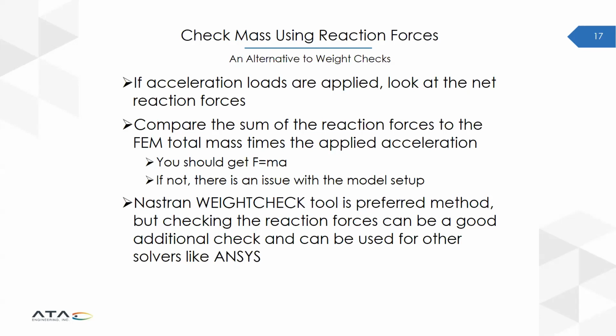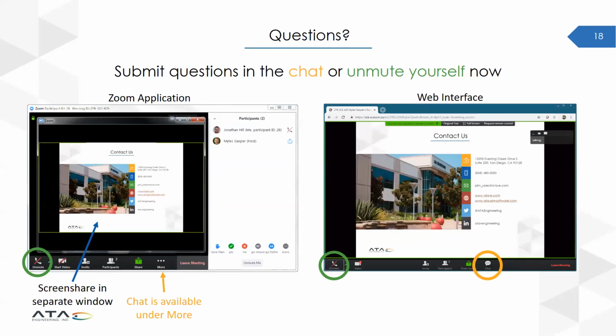And the Nastran WEIGHTCHECK, I guess, is preferred, but it doesn't hurt to do both, especially if you're using another solver like ANSYS instead of Nastran that might not have the exact same weight check tool. It's good to just double check or triple check that you're getting what you expect from your model. And that's all I had for today.